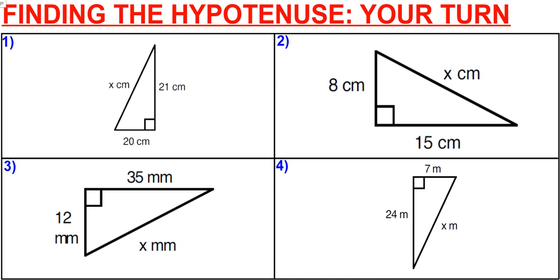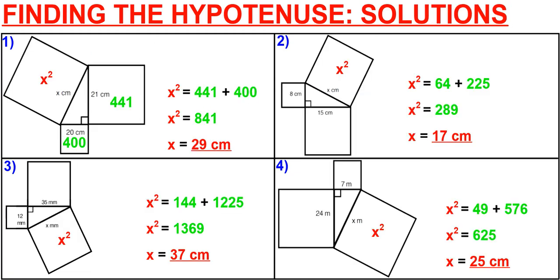Okay, what you should have found is this. So for the first one, 29, second one, 17, for the third one, 37, and for the fourth one, the hypotenuse was 25.